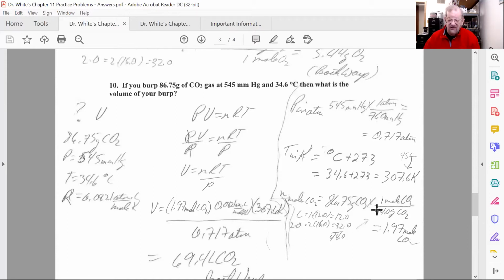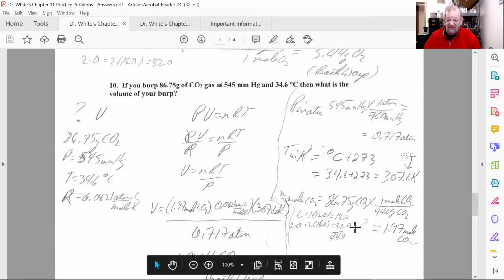And where do we get this? One mole of a compound equals its molecular weight in grams. The molecular weight is the sum of all atomic weights. Carbon, to 3 significant figures, has an atomic weight of 12.0. There's one of them. Two oxygens, 16.0 for the atomic weight of each oxygen. Add it up, 44.0. Here's the moles.